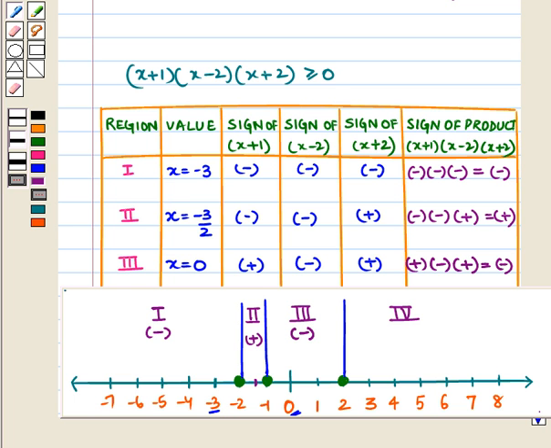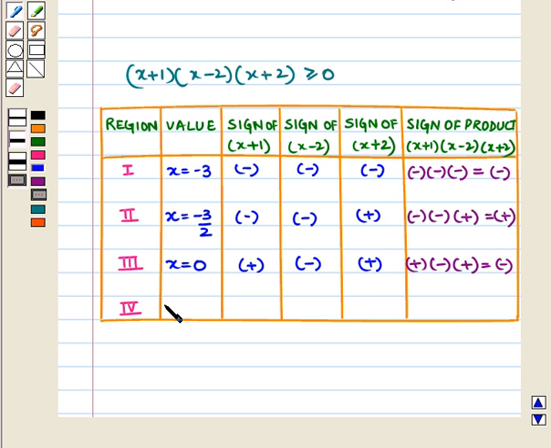Now region 4 is open interval 2 to infinity. We choose x equal to 3, which lies in this region. Put x equal to 3 in the product x plus 1 into x minus 2 into x plus 2 and check its sign.